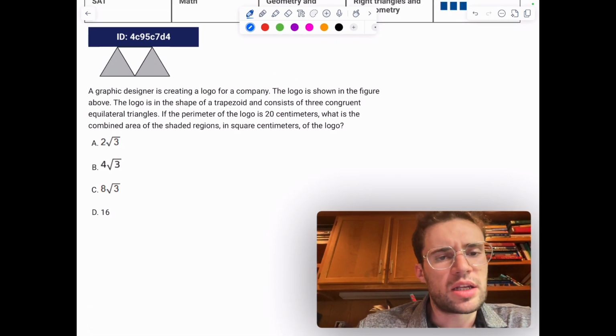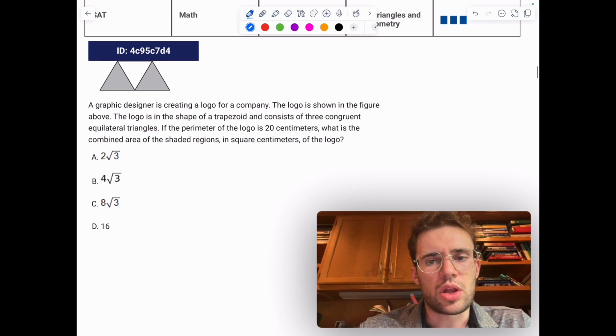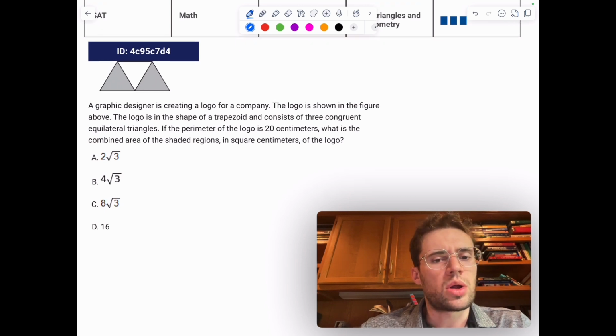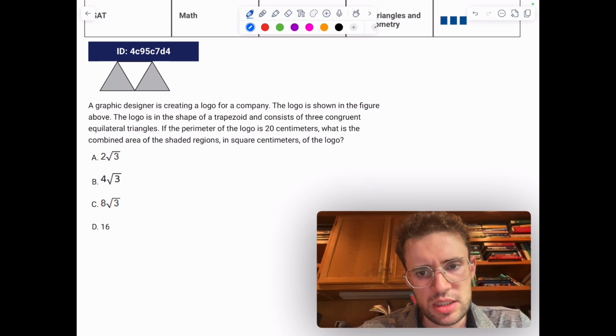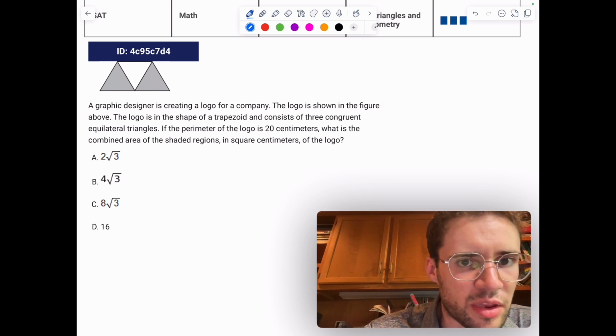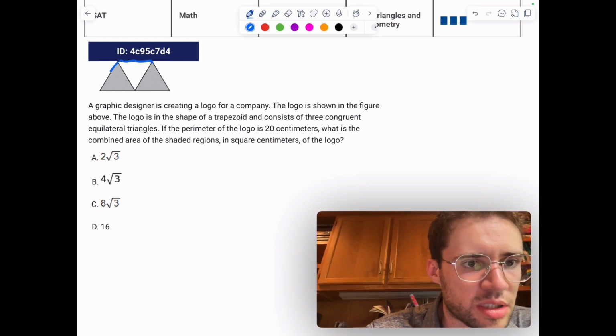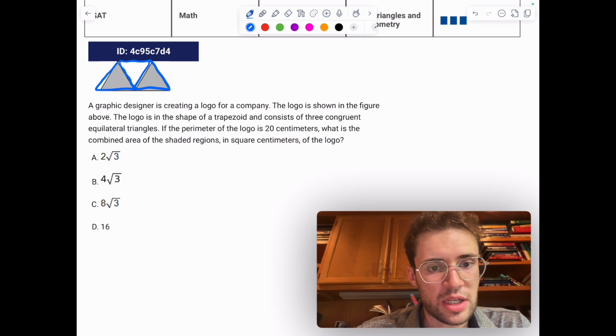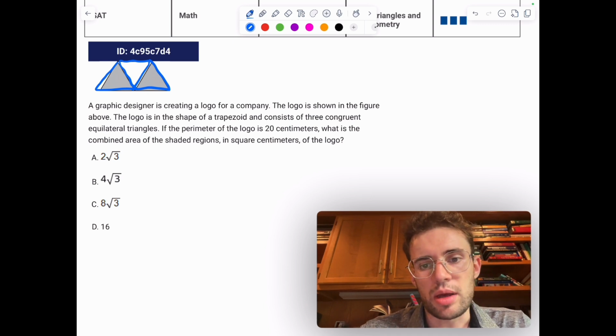A graphic designer is creating a logo for a company. The logo is shown in the figure above. The logo is in the shape of a trapezoid and consists of 3 congruent equilateral triangles. You can see it kind of overlaps with the question ID up here, but it goes like that. That's the trapezoid they're talking about, and you've got 3 of these triangles. If the perimeter of the logo is 20 centimeters, what is the combined area of the shaded regions in square centimeters of the logo?